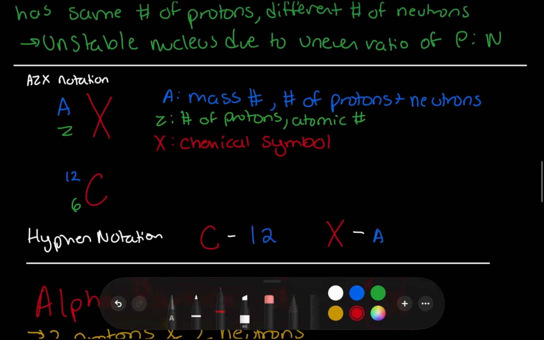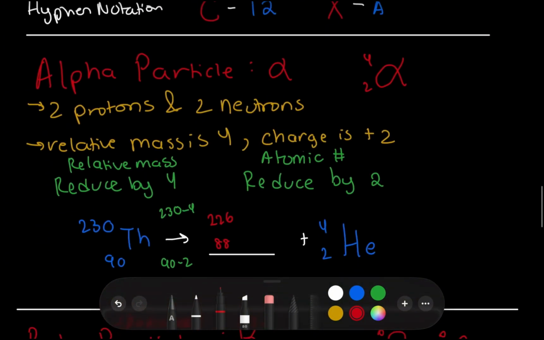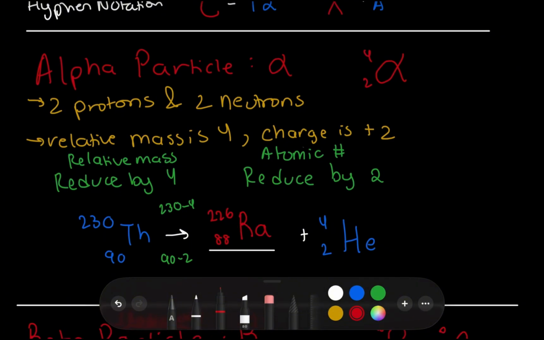And now all we have to do to find the chemical symbol is look at the reference table and see which element has an atomic number of 88. And that would be radium, also known as Ra. And if you want to check your work, you can just add 226 plus 4, and if it adds to 230, then you're right. If you add 88 plus 2, and it adds to 90, well, you're right. That's how you know it's balanced.